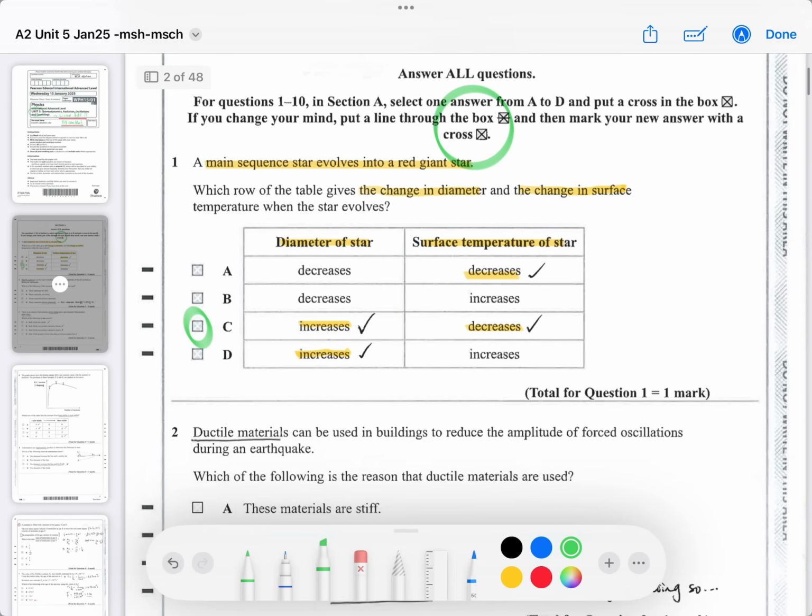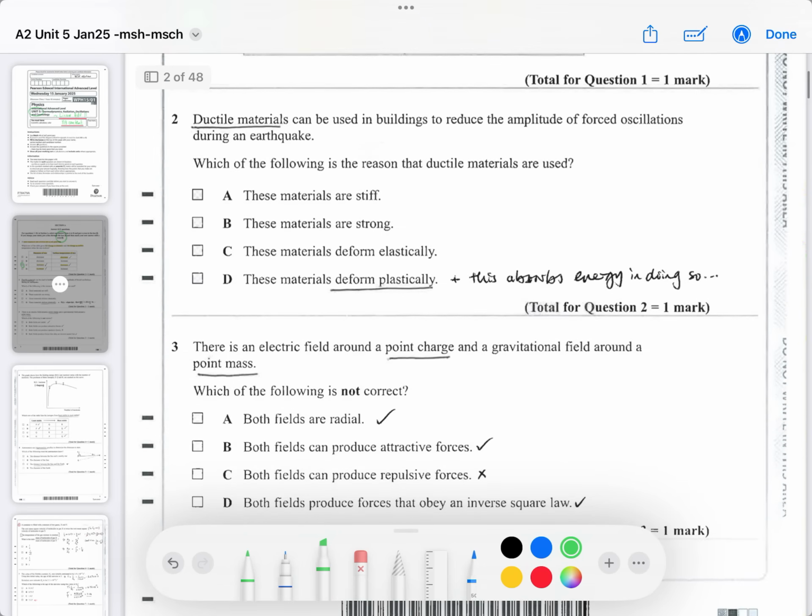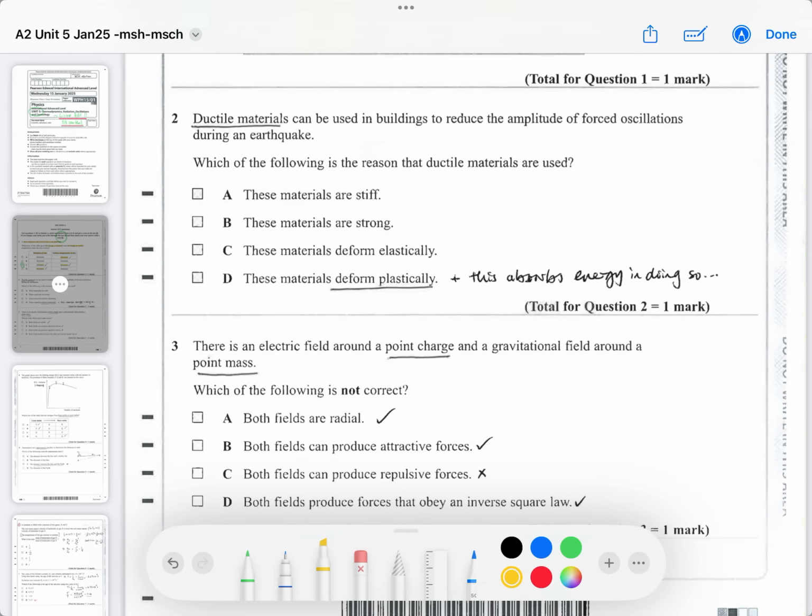so make sure you've read the blurb at the top. So question 2 is about ductile materials. So you need to know that ductile materials undergo plastic deformation. So that's what ductility means, you can pull them into a wire, yeah? And they can be used in buildings to reduce the amplitude of forced oscillations. So if there's vibrations in the building, ductile materials can absorb that energy, okay? So which of the following is the reason that ductile materials are used?